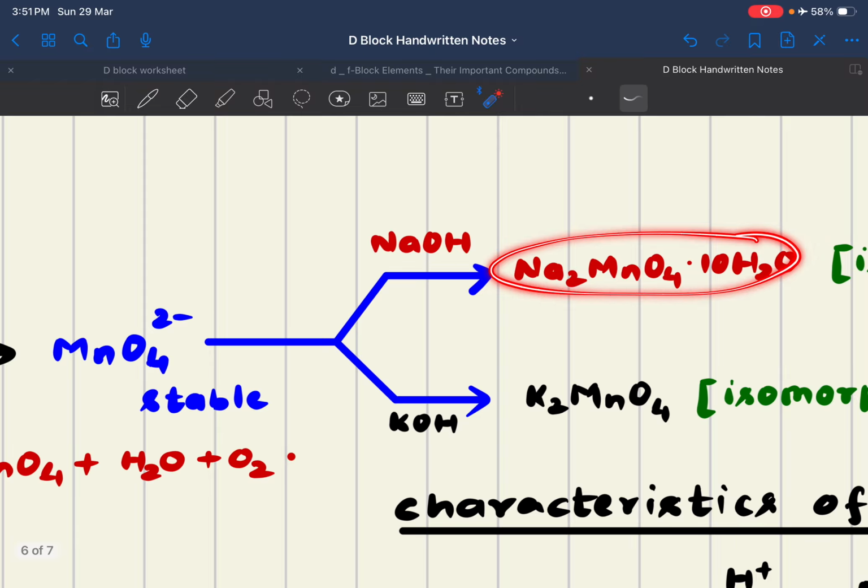Wow, this is a very interesting thing. In this case, you got Na2MnO4 dot 10H2O, whereas in place of KOH, you got K2MnO4, potassium manganate. Why are they two different? Although sodium and potassium belong to the same group, why has the water come into the picture? This is water of crystallization, or water of the hydrated molecules. Why so?